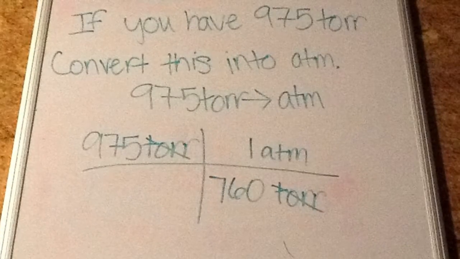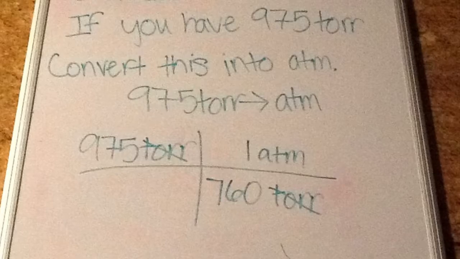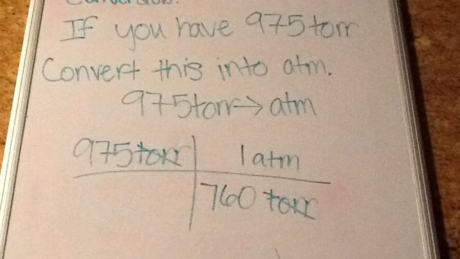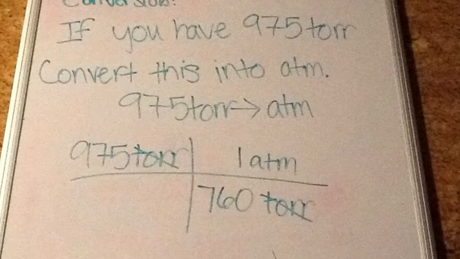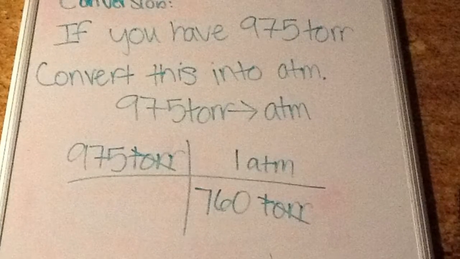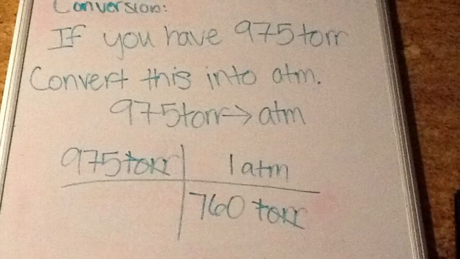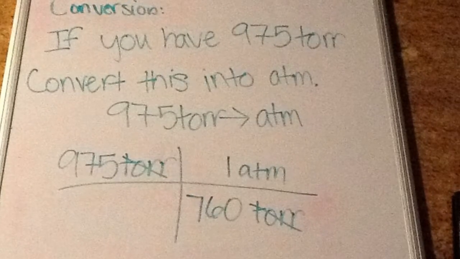This way, both of the torrs can cross-cancel in units. So now you're left with 975 torr times 1 atm divided by 760. You plug this into your calculator and you end up with the final answer being 1.28 atm.